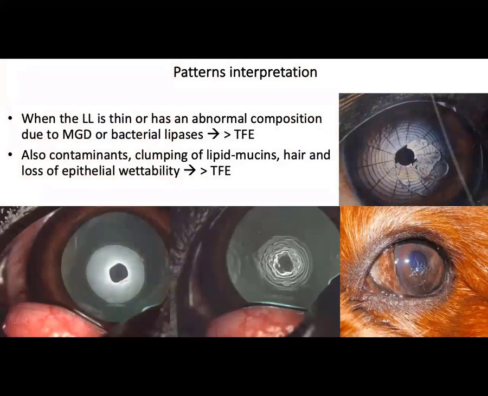When the lipid layer is thin or has an abnormal composition due to meibomian gland dysfunction or bacterial lipases, there is an increased tear film evaporation. Also contaminants, clumping of lipid mucins, hair, and loss of epithelial wettability increase tear film evaporation.